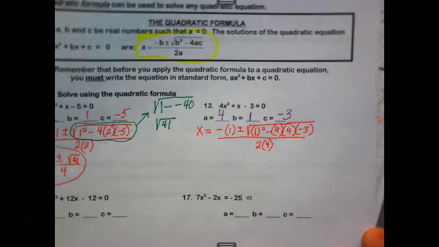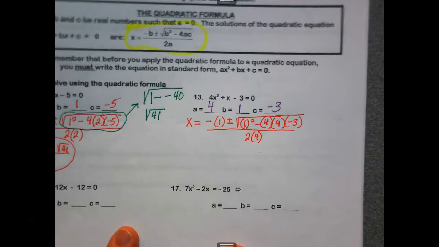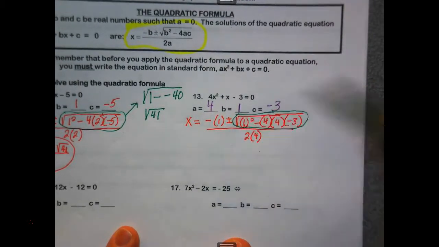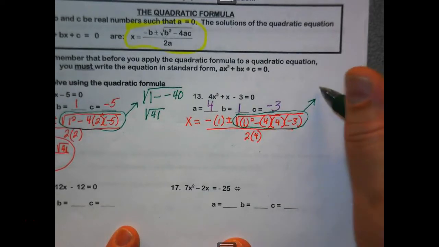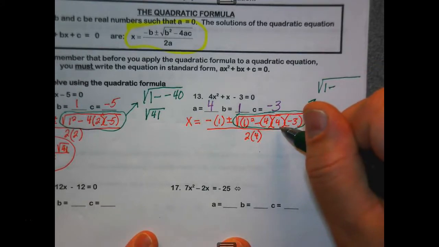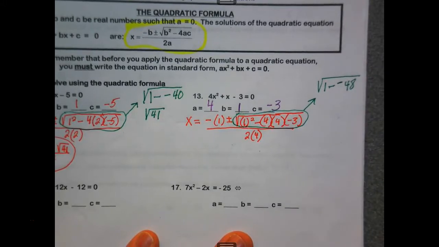Oh my God. I remember that. All right, I'm going to do the square root off to the side. So I get the square root of, what's 1 squared? Minus 4 times 4, 16 times 3, -3. -40, no, yeah, you're right. So it's positive 48.